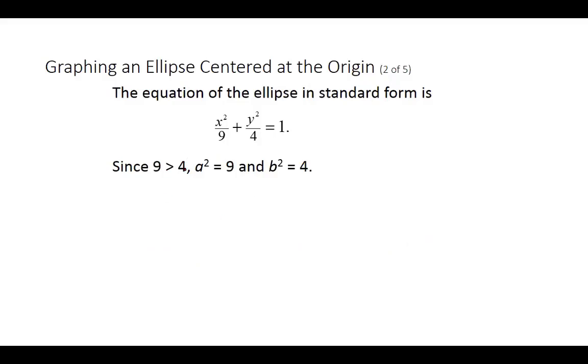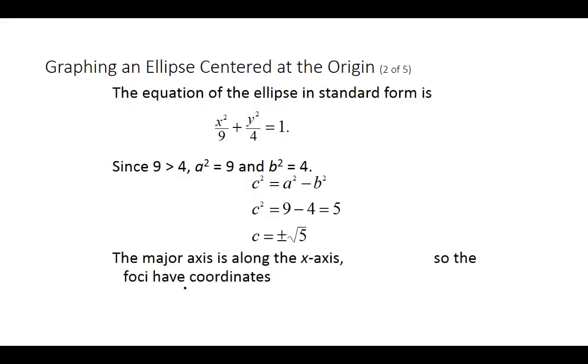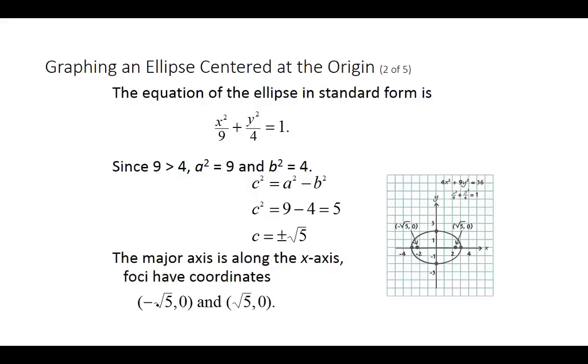Since 9 is greater than 4, your a squared would be equal to 9. Remember, we said a is the larger one. So b squared would be equal to 4. c squared is equal to a squared minus b squared. So from there, we can solve for c. In this case, it would be 9 minus 4, which is equal to 5. c is equal to plus and minus square root of 5. The major axis is along the x-axis. So the foci have the coordinates of negative square root of 5, 0 and positive square root of 5, 0. And you can see all that on the graph.